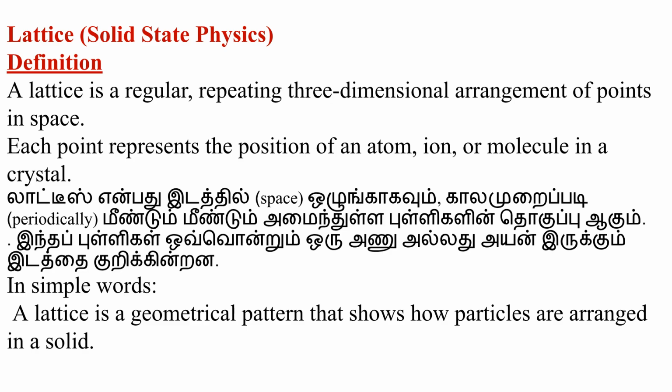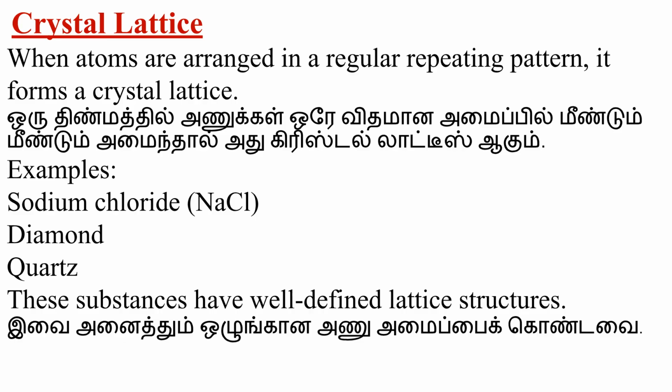Simply put, a lattice is a geometrical pattern showing how particles are arranged in a solid. When atoms are arranged in a regular repeating pattern, they form a crystal lattice. Examples include common substances like sodium chloride, diamond, and quartz. These substances possess well-defined lattice structures.